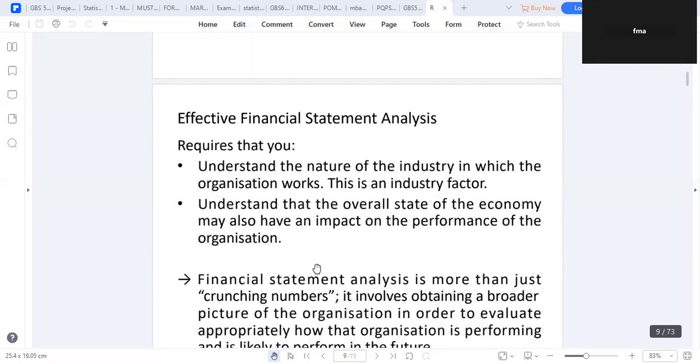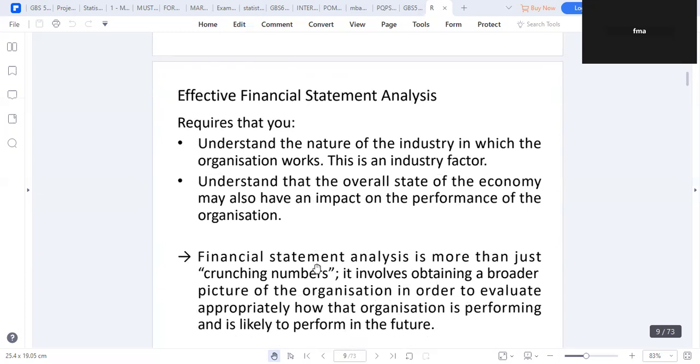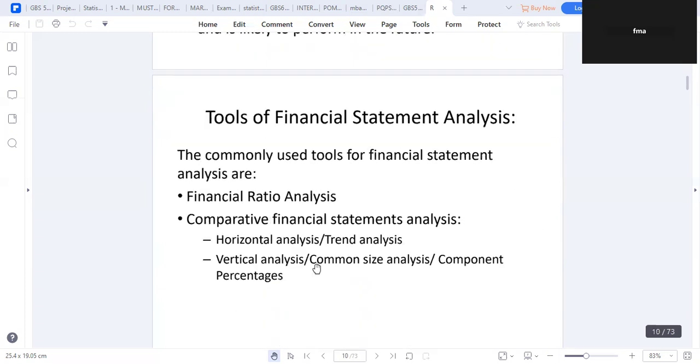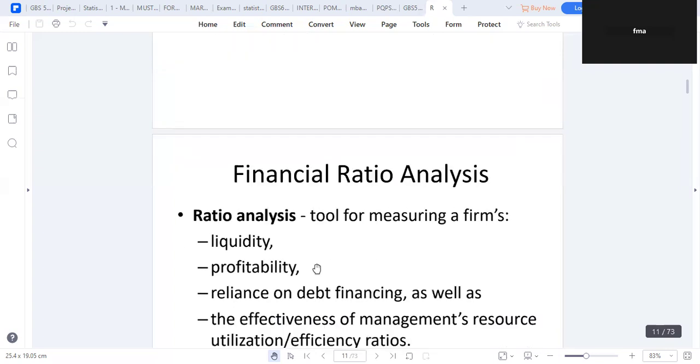Under industry analysis, you compare with other players in the industry. So we use two tools for financial statement analysis: financial ratio analysis and comparative financial statement analysis. The comparative financial statement analysis basically uses the vertical and the horizontal analysis, or the trend analysis, against this vertical analysis. All right. So this is the way analysis is done, in two ways.